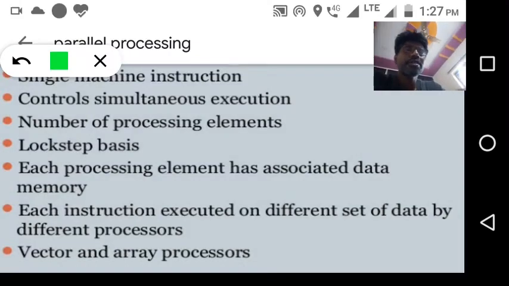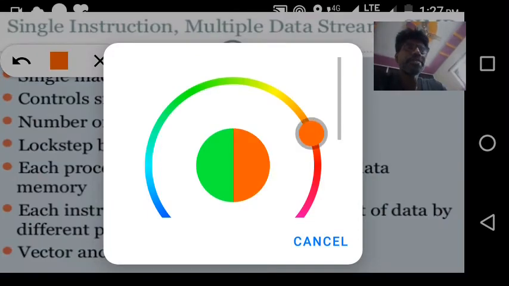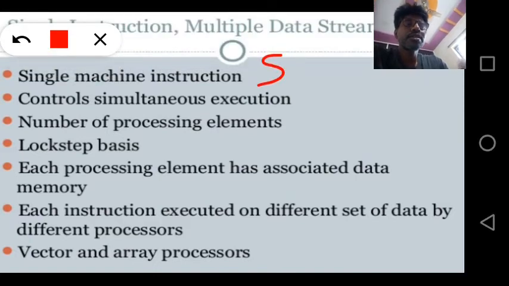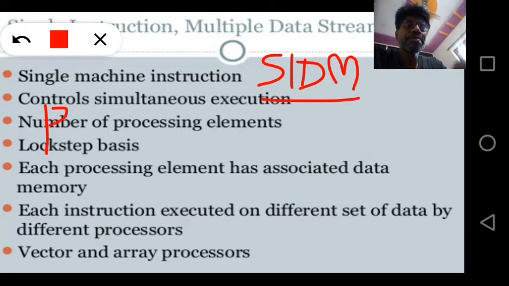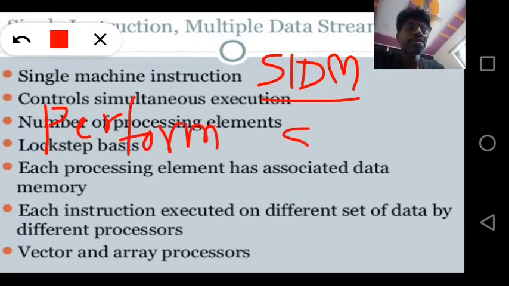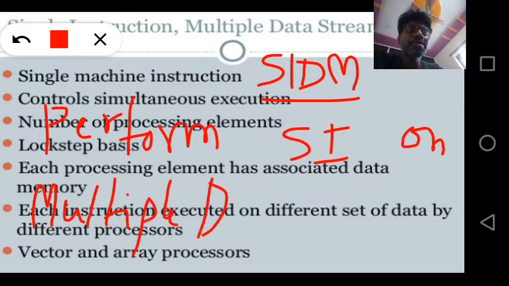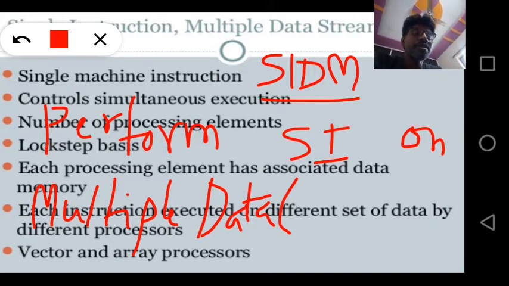SIMD computer means performing a single instruction on multiple data streams at the same time, that is, an entire array.